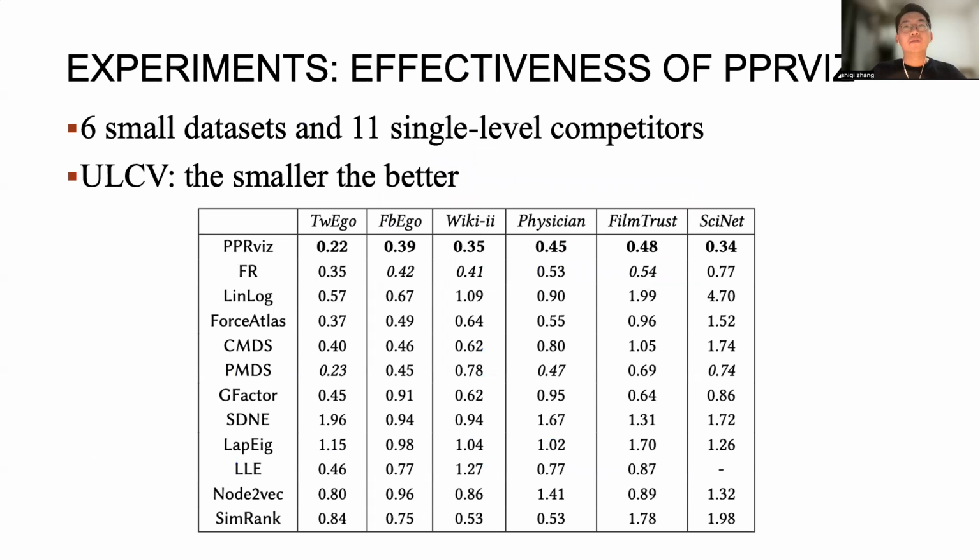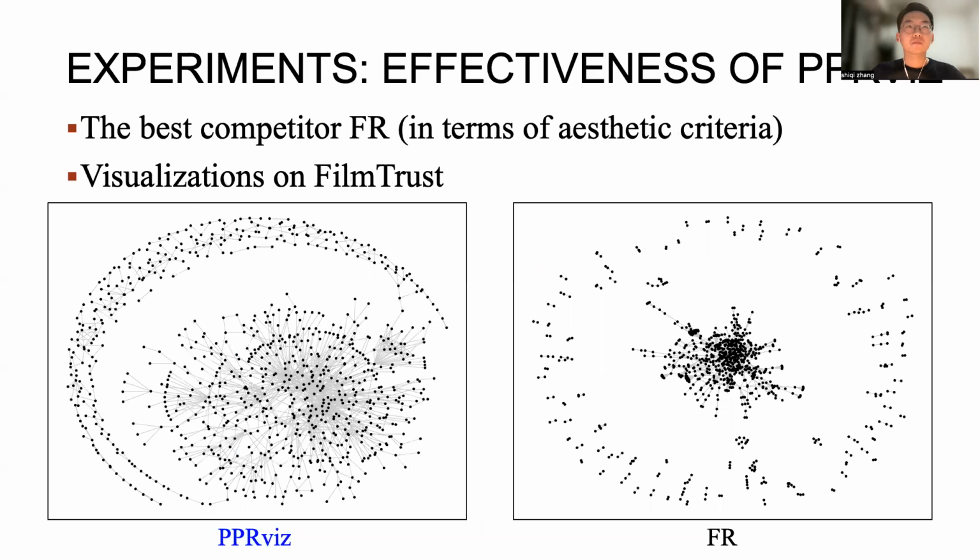To evaluate the effectiveness of PPRVs, we compare PPRVs and 11 single-level competitors on 6 small datasets in terms of aesthetic criteria. As reported in the table, we can find that PPRVs can outperform all competitors in terms of ULCV. Here, we also show the realization results of PPRVs and the best competitor FR. In these two figures, we can find that PPRVs shows clearer relationships on film trust and has less node overlapping compared with FR.